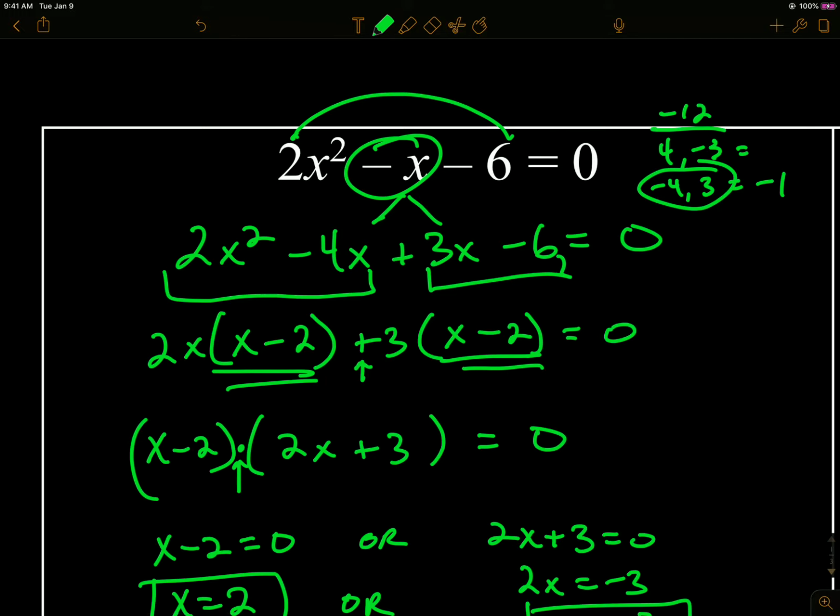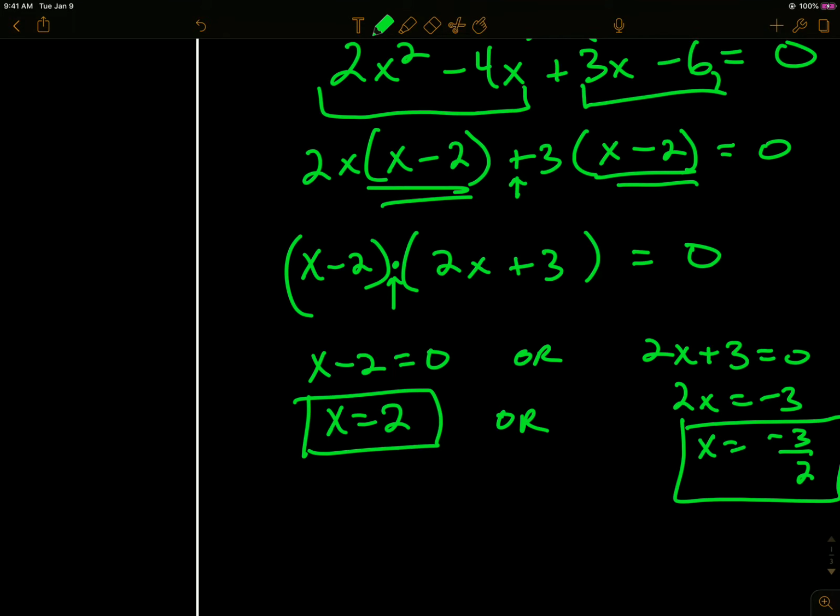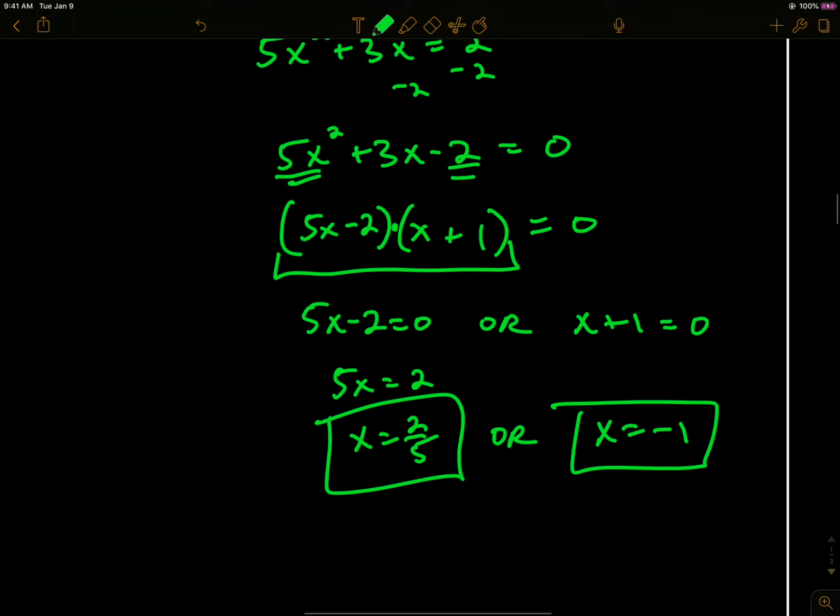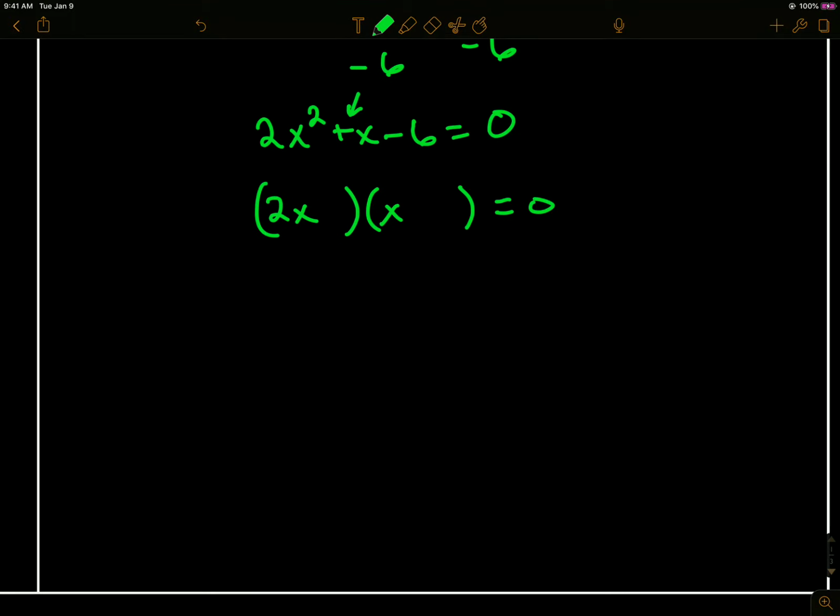So we factored this one into x minus 2, 2x plus 3. It's going to be the opposite. So the signs are going to change. It's going to be 2x minus 3 and then x plus 2. And let's check that the middle parts work. 2x times 2 is 4x, minus 3x is 1x.